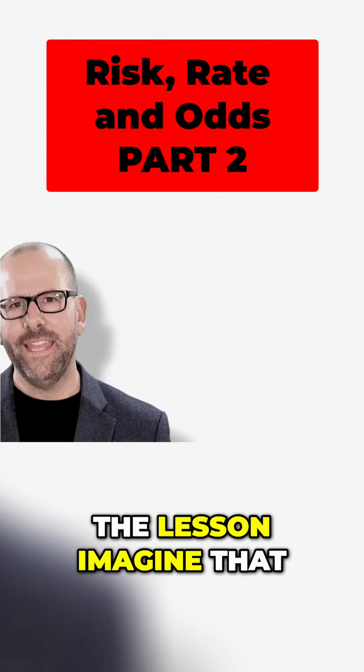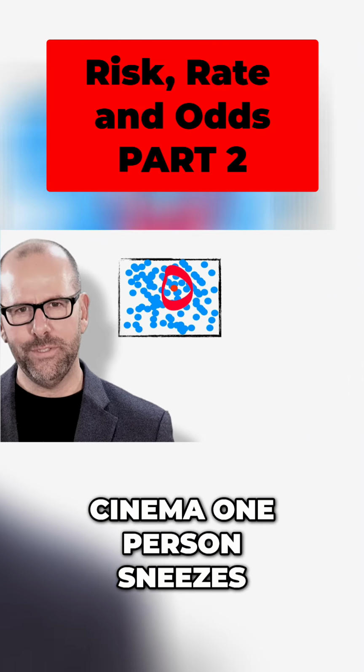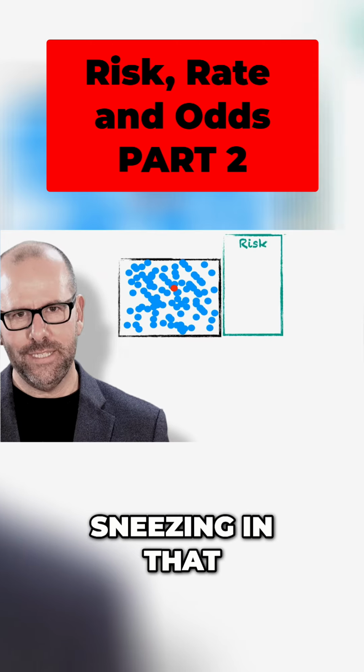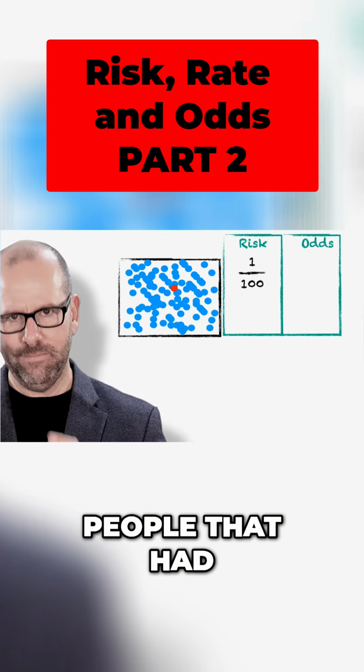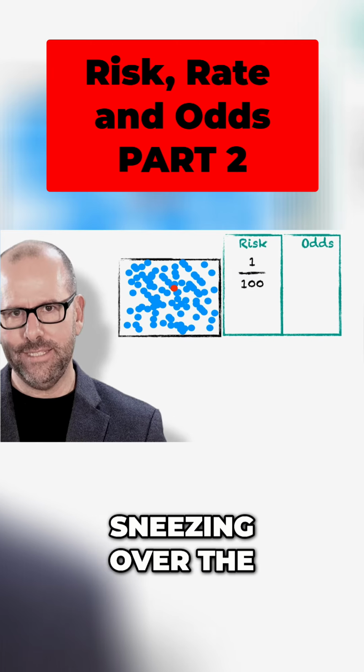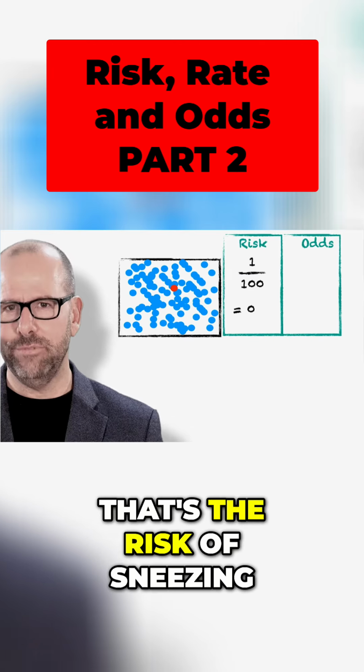On with the lesson. Imagine that you've gone to the movies, and there are 100 people in the cinema. One person sneezes. The risk of sneezing in that time period is 1 over 100: the number of people that had the health outcome, in this case sneezing, over the number of people at risk at the beginning, which is 100. So it's 1 over 100. That's the risk of sneezing.